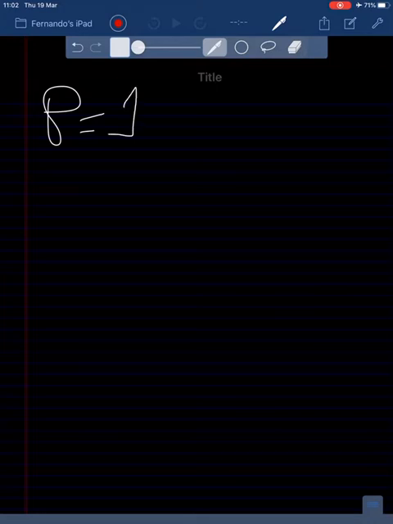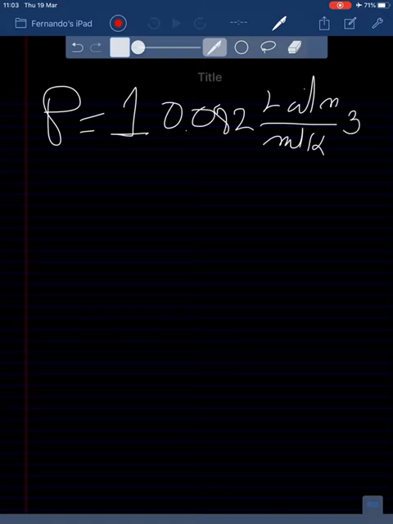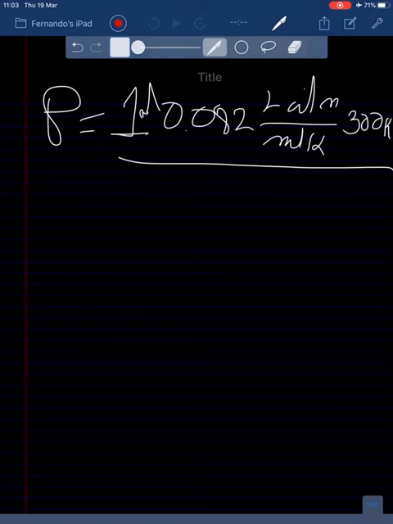So I know that I have 1 mole. R is 0.082 liters atmospheres over mole and Kelvin. And the temperature is going to be 300 Kelvins, and this is going to be 1 mole. All over the volume, and the volume is going to be 0.75 liters. Okay? Very well.